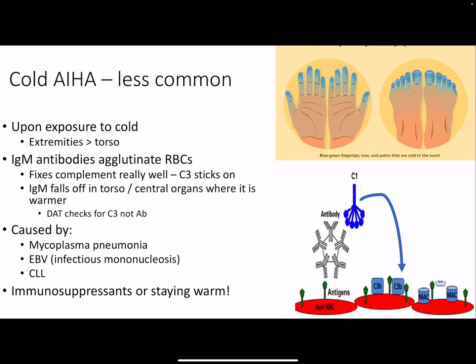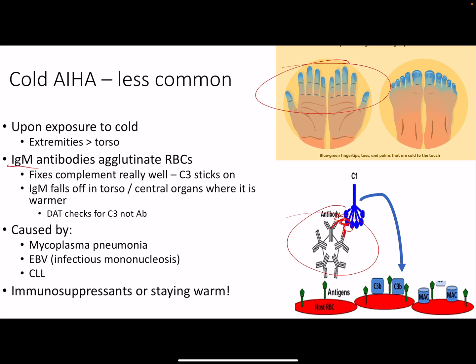So that was warm. Now we have the cold. The cold is going to be in the extremities. Instead of an IgG antibody, it's an IgM antibody. The IgM, remember, is really good at fixing the complement, specifically because the complement has to be cross-linked, so one C1 protein has to bind to two antibodies. Well, that's really easy on the IgM because it's a pentamer. So the IgM is really good at fixing the complement.